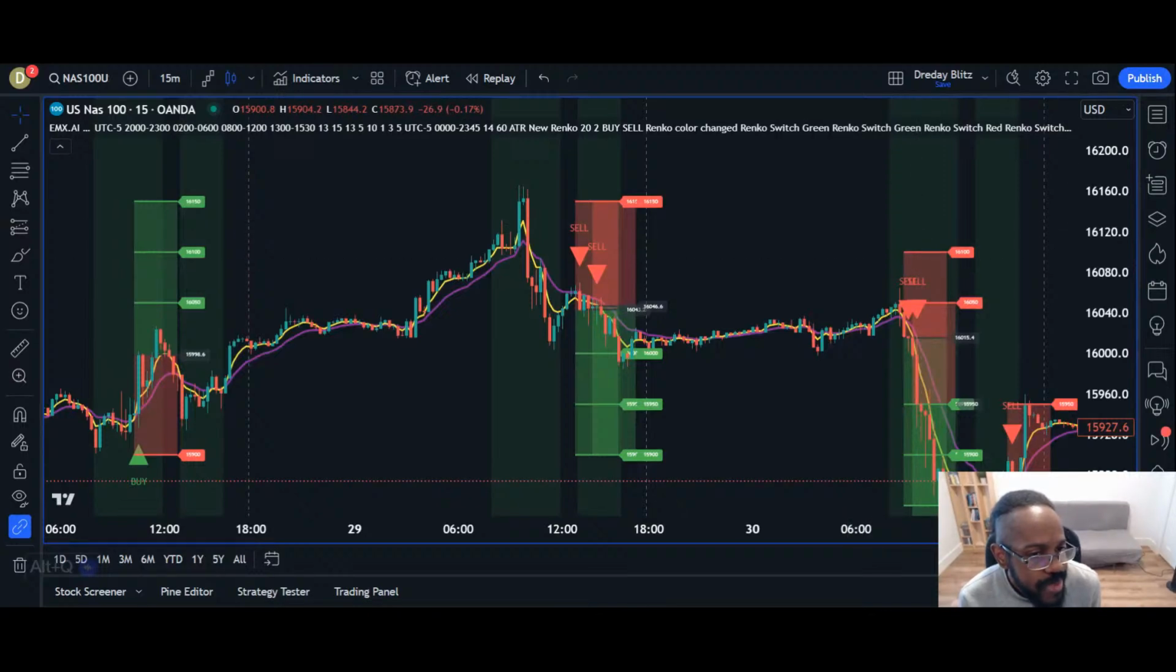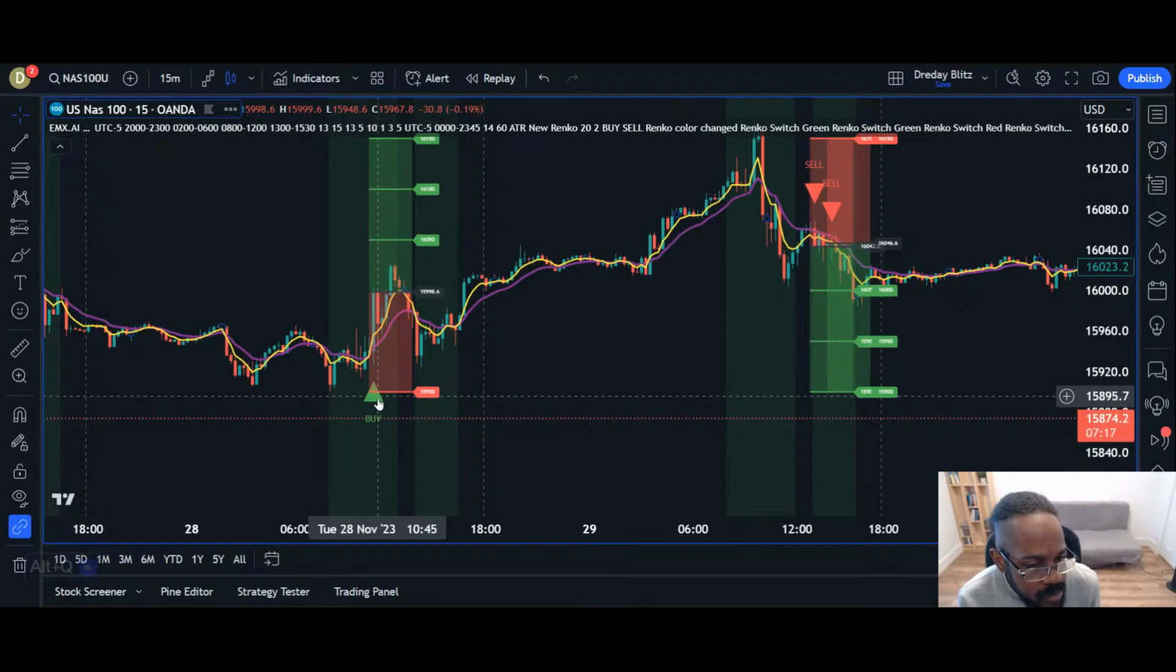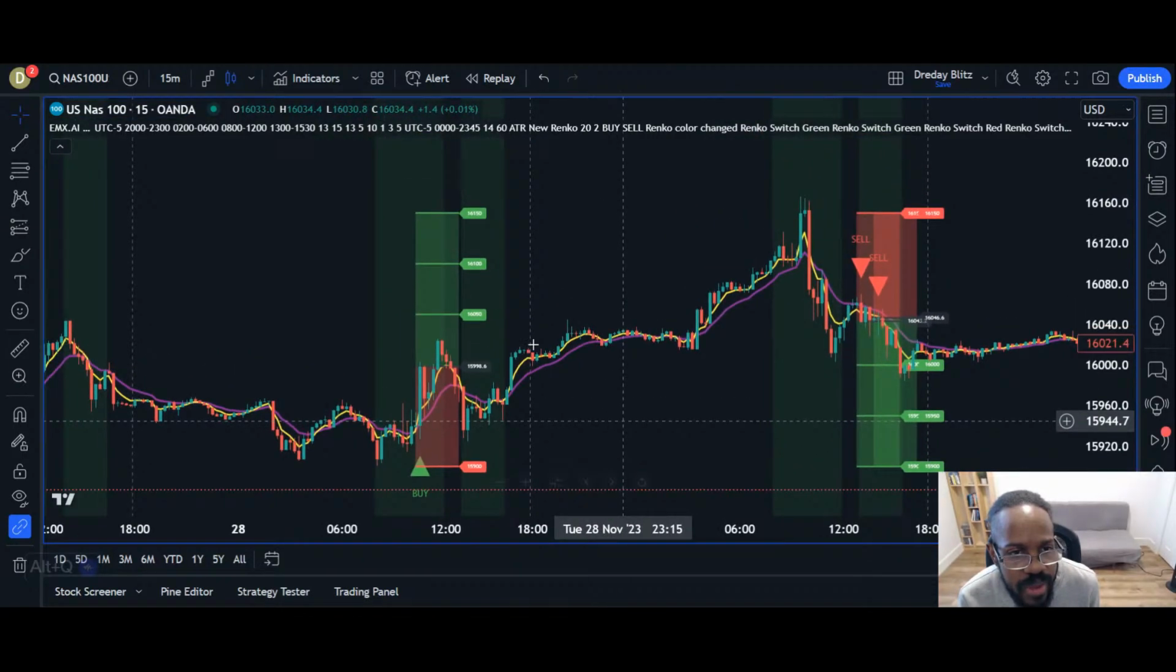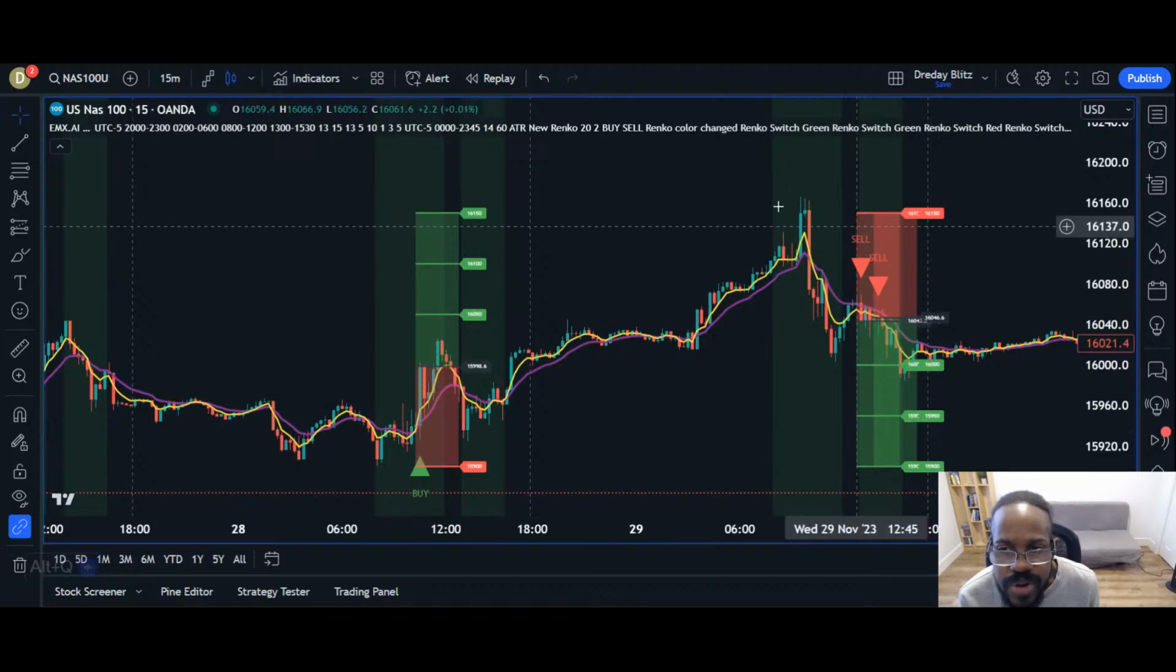So if we go back, see 10:45, there was a buy setup on Tuesday, and it did hit TP3 right here, right there.